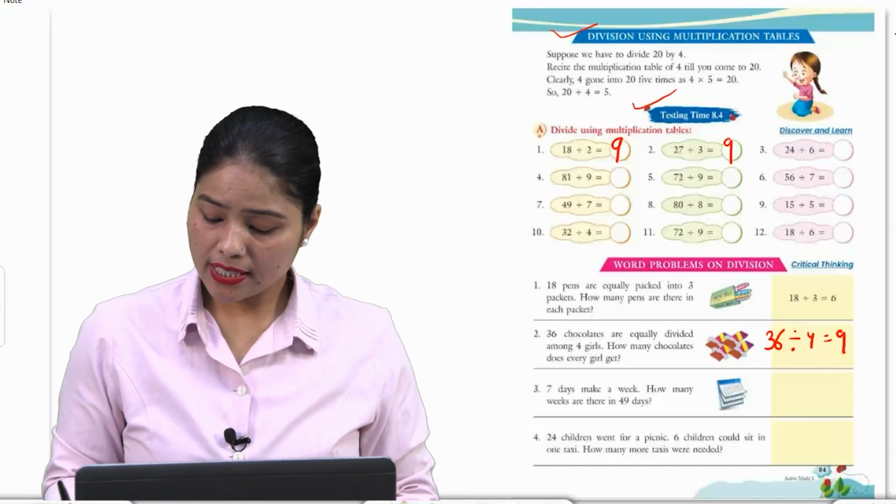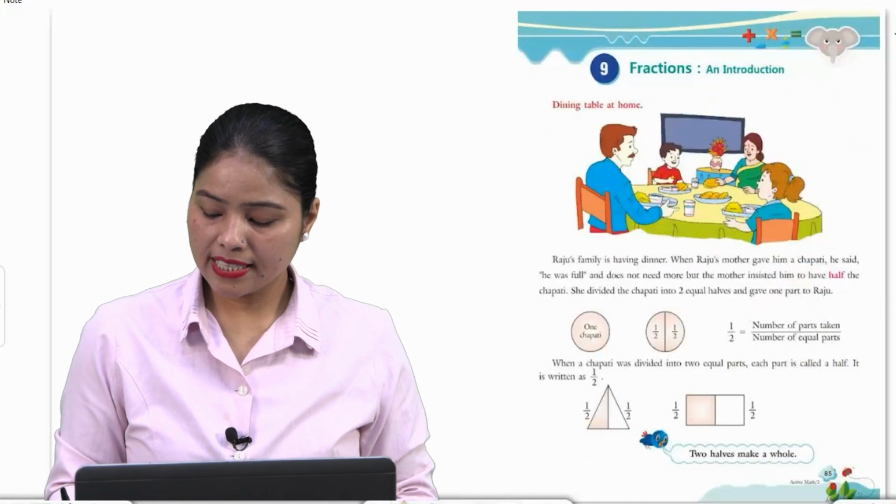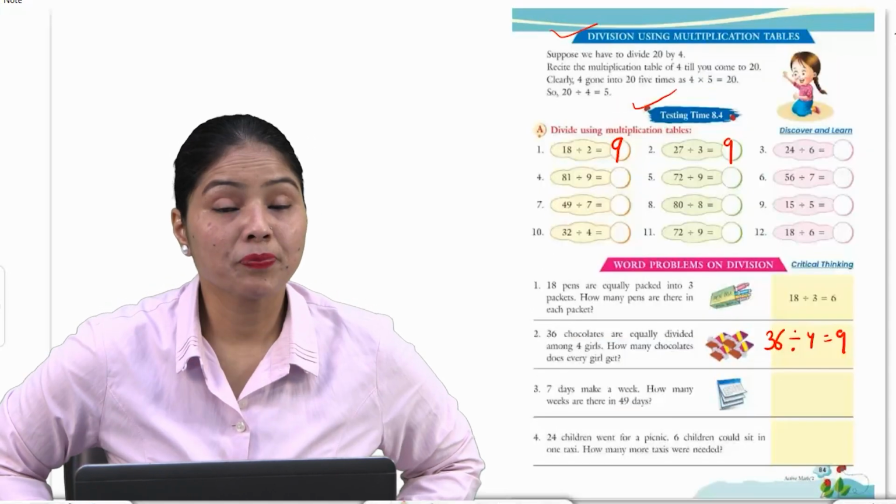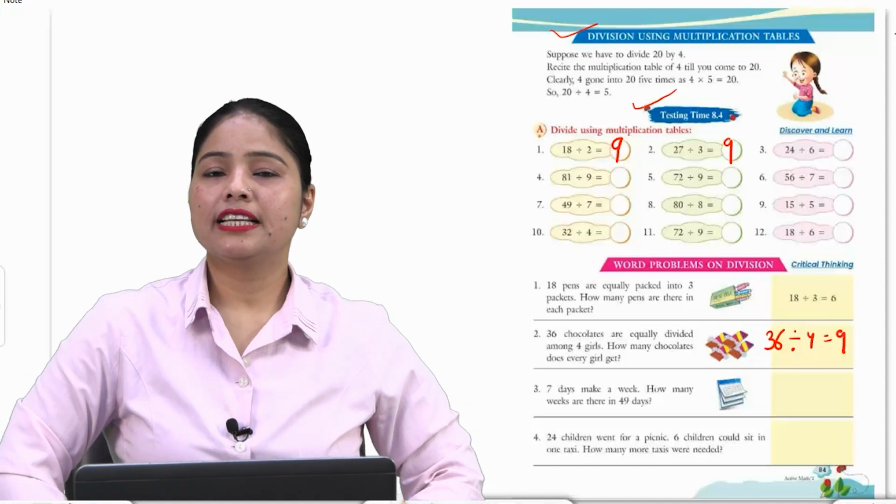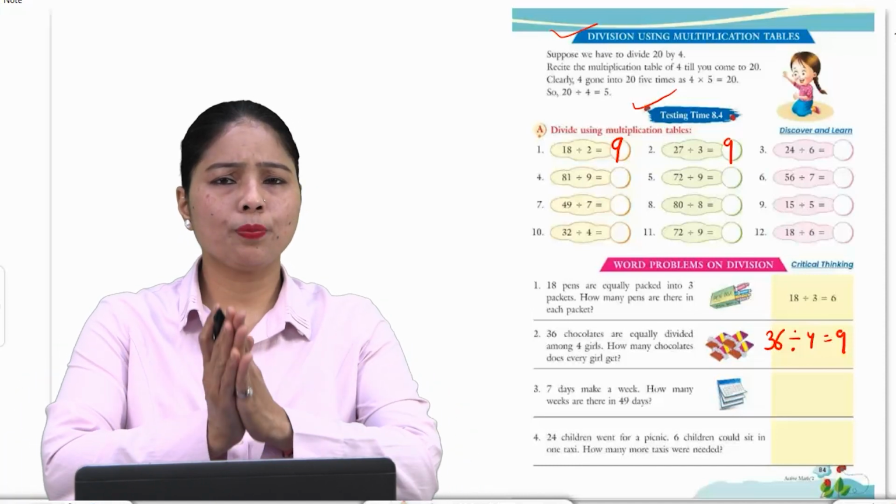Okay, so these are the story sums. These are the other examples. You have to fill them in on your own, beta. I hope you understood well. So with this we ended the chapter. Just do practice well, beta.